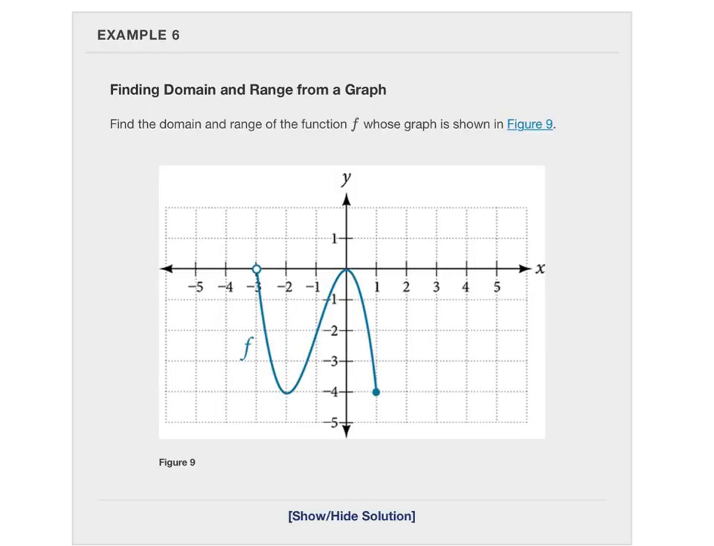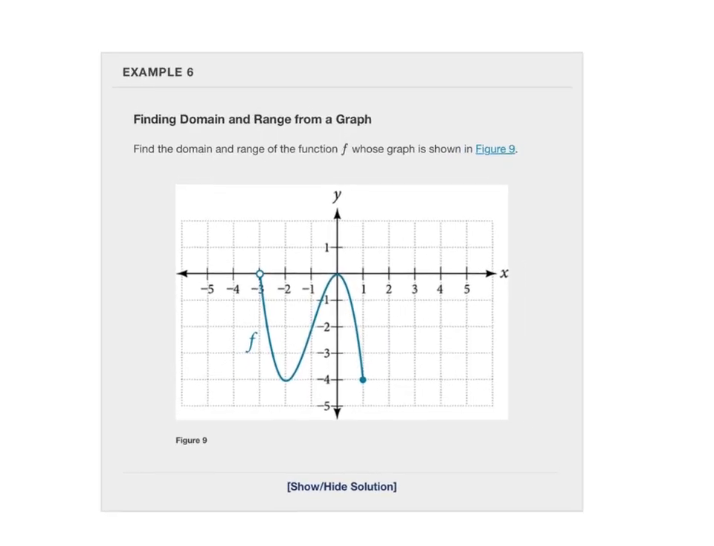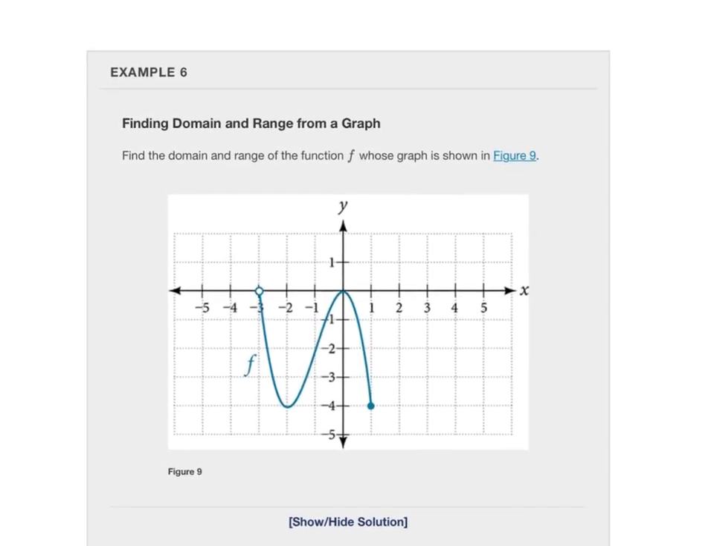Okay. So this next image is going to be example 6. And it says, find the domain and range of the function whose graph is shown. So you're going to have some of these in your homework. If I were you, I would draw this picture right now on your paper. This is example 6.